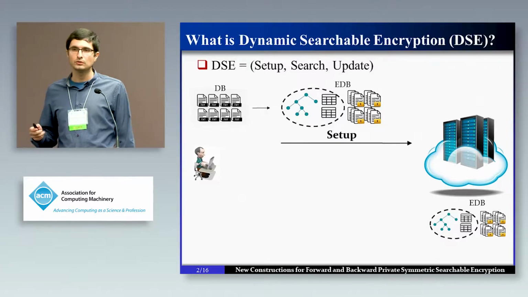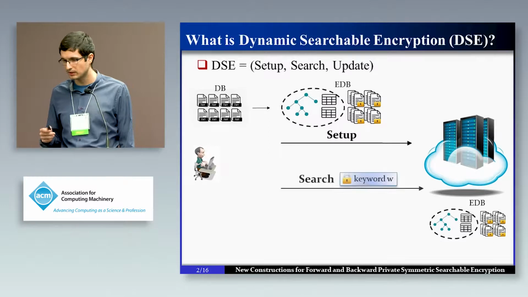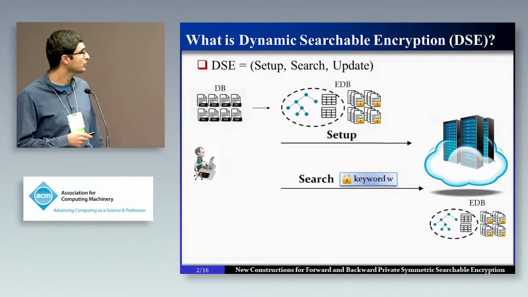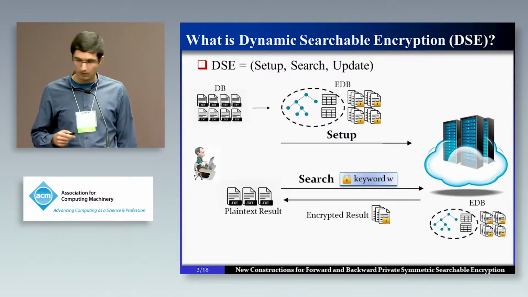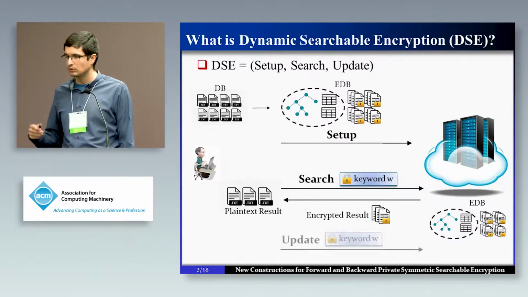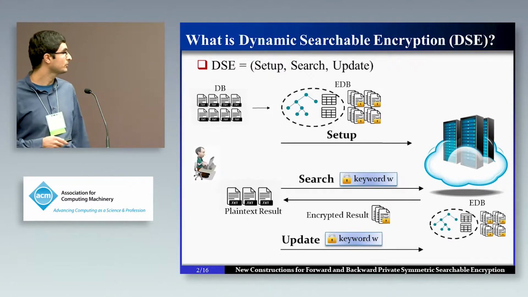Later, he may want to search for a specific keyword. So he runs the search protocol and gets back all files containing that keyword in encrypted format. Then he decrypts them locally. Finally, he may also want to update files. So for example, add a keyword to a file or remove a keyword from a file. This is called the update protocol.